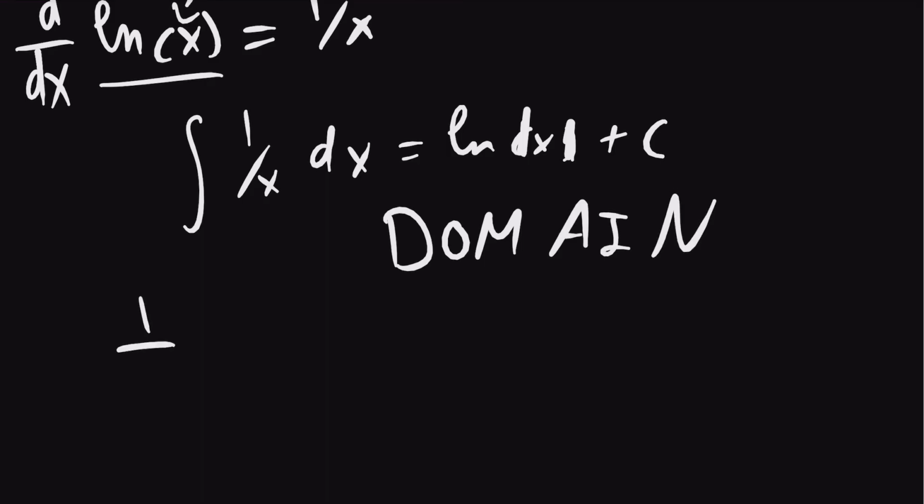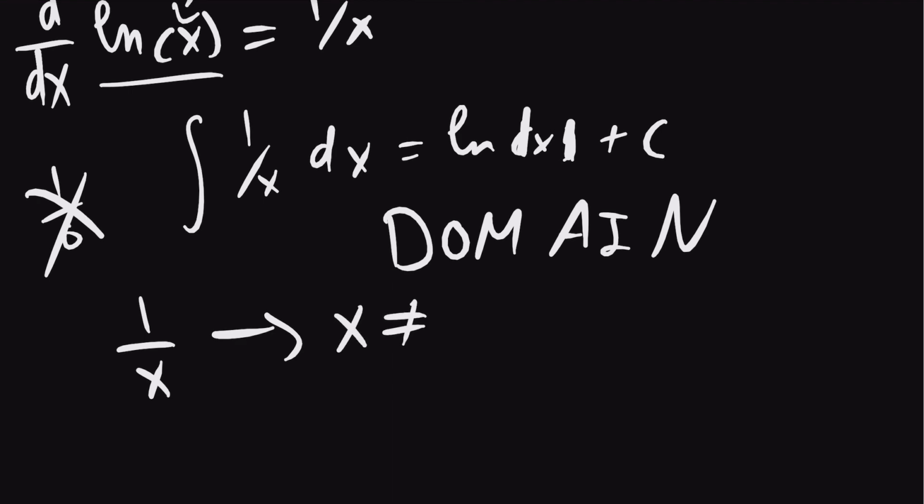So for 1 over x, its domain, so wherever 1 over x is defined, is simply for all x's except when x is equal to 0, because 1 over 0 is obviously undefined. And so the domain is going to be x is not 0.